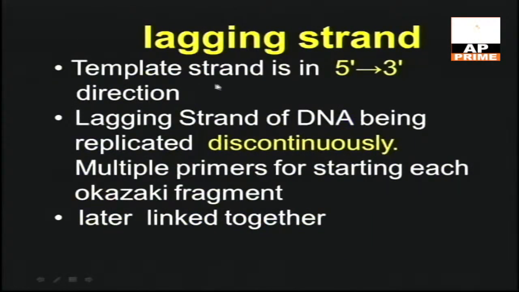In case of replication that is taking place on the template strand which is in the 5' to 3' direction, replication of the second strand is discontinuous. As it is discontinuous, it is called lagging strand. So multiple primers are here required to start each fragment. These discontinuous fragments that are made are called Okazaki fragments, in the name of the discoverer Reiji Okazaki. So later these short fragments are joined together by the enzyme DNA ligase.